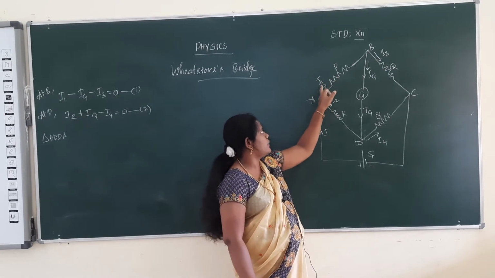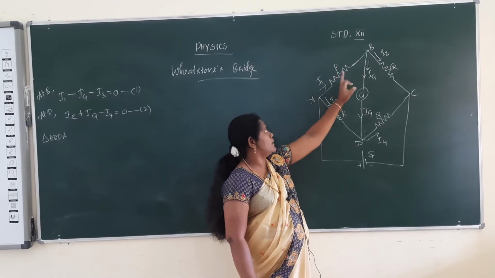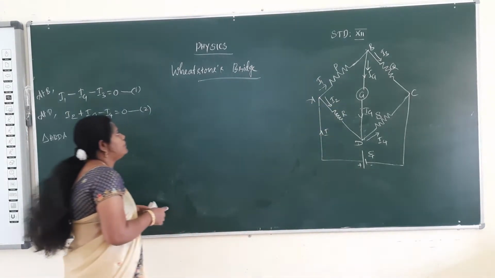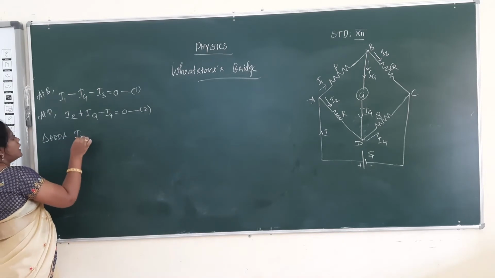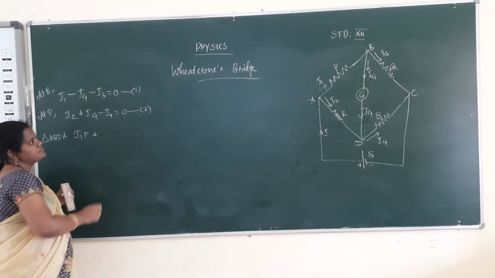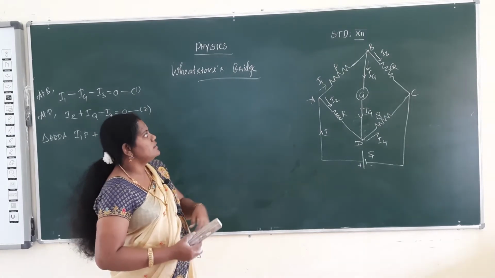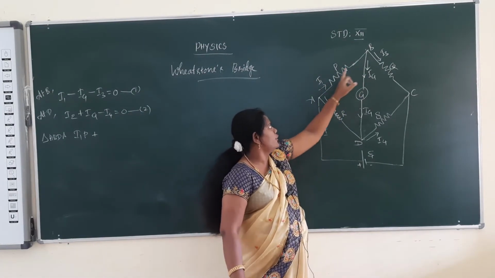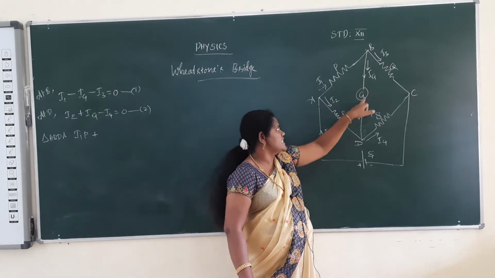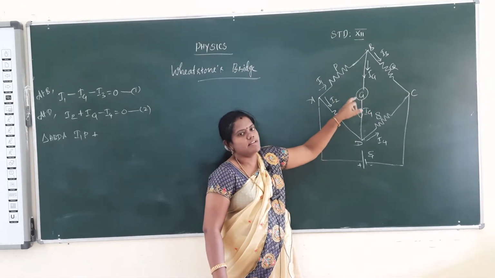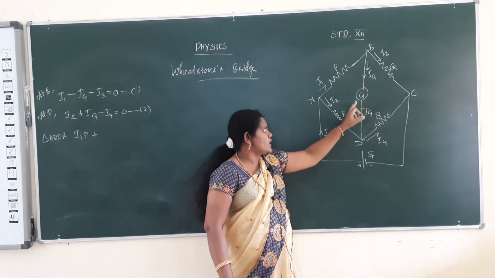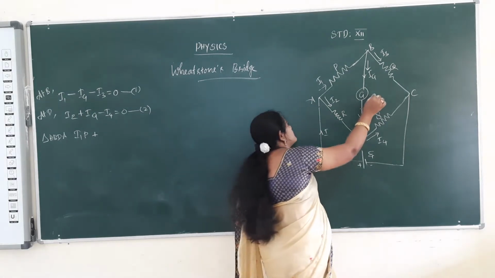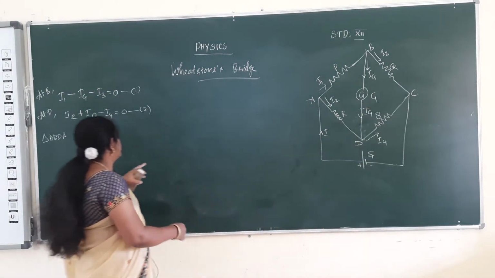First, current I1 and resistance P. It starts from A, in the same direction. So I1P is taken as positive, I1P plus, second one, IG moves in the same direction as I1, as I1 continues. So IG into G: the galvanometer has a resistance, that is G. No other resistance is there, but the galvanometer has some resistance called G. Its resistance is G. Okay, so IGG.